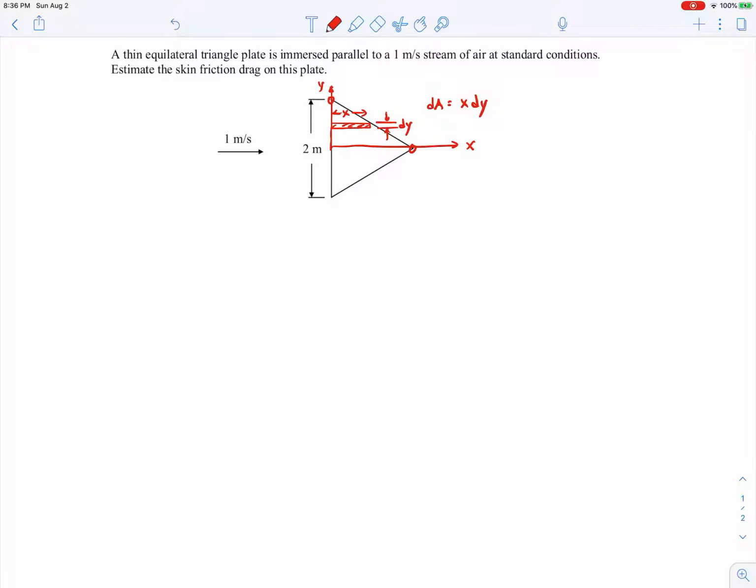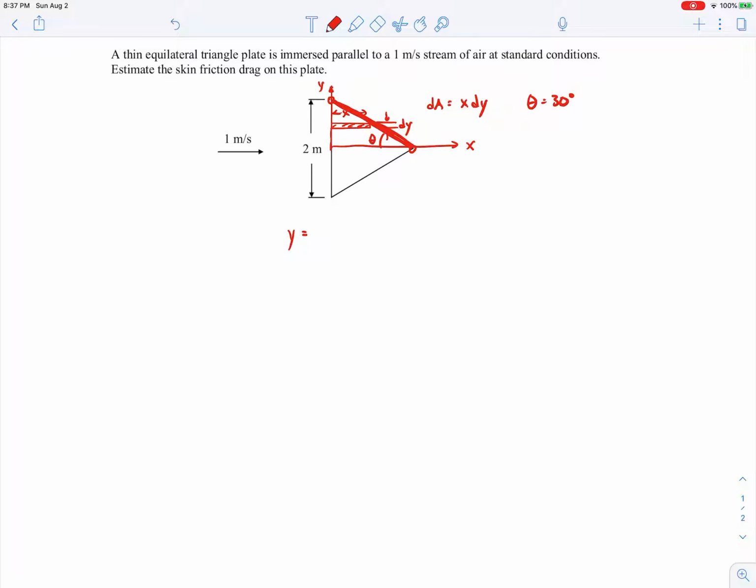So one of the first things I need to do is figure out what that distance x is for each one of these little rectangles. In order to do that, I have to find the equation of this line that describes the angle of the plate there. Let's call this angle here theta. Because it's an equilateral triangle, I know that theta is going to be 30 degrees, because the total angle of each of these corners is 60 degrees since it's equilateral. Now, this edge of the triangular plate is a straight line, so I can just write down the equation of a line here.